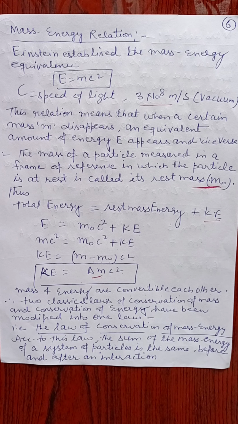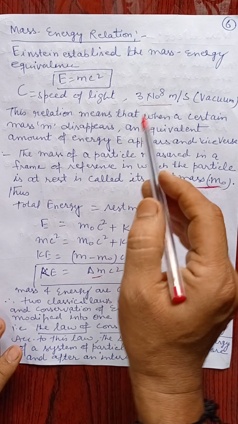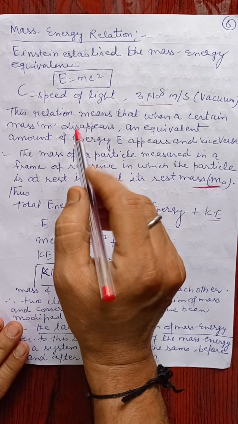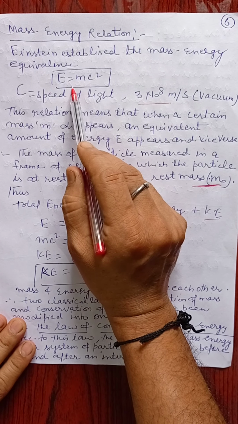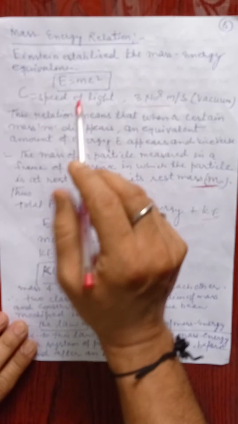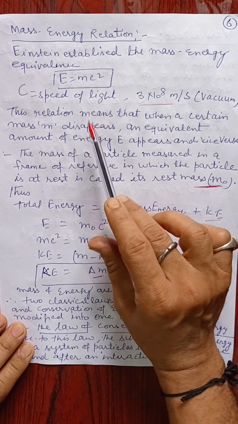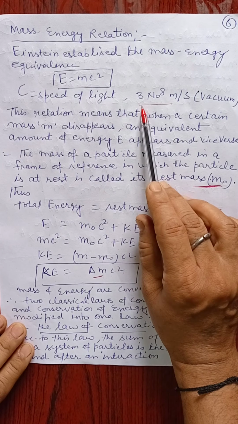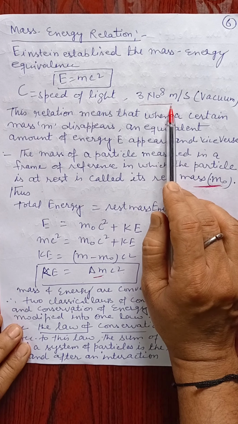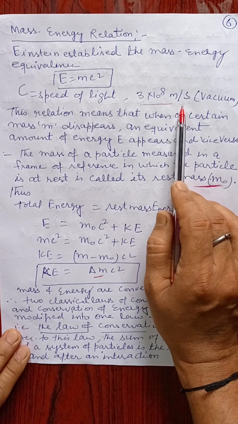Hello everybody, today we will discuss the mass energy relation. This relation was given by Einstein, who established the mass energy equivalence, that is E is equal to m c squared, where c is the speed of light and m is the mass. The speed of light in vacuum is 3 into 10 raised to the power 8 meter per second.